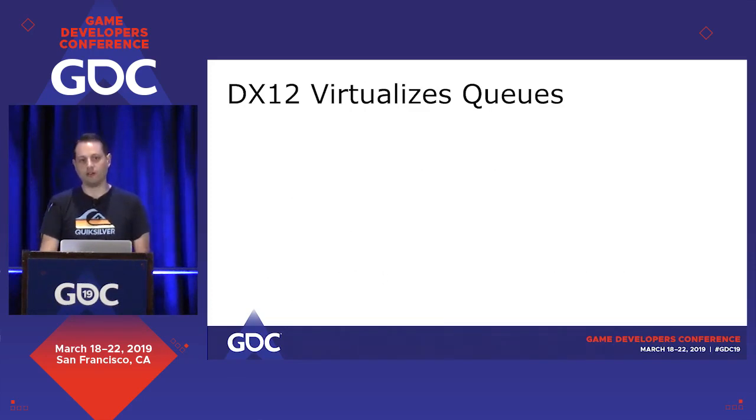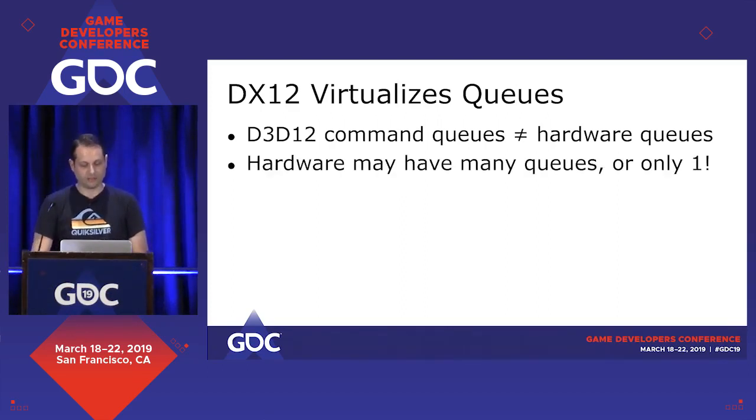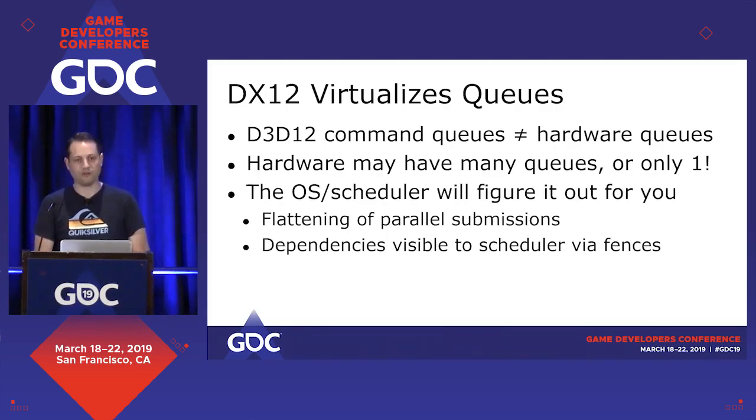To enable all this with the scheduler and the engines and everything, DirectX 12 really is virtualizing your queues under the hood. So it's important to keep in mind that a command queue object is not a direct mapping to a hardware queue. It's more just a plug into the OS scheduler. Hardware out there could have lots of compute queues, or it could have no compute queues and only have one queue that does everything, right? And so the OS and scheduler, its job is to figure this out for you in DirectX 12, which is kind of cool.